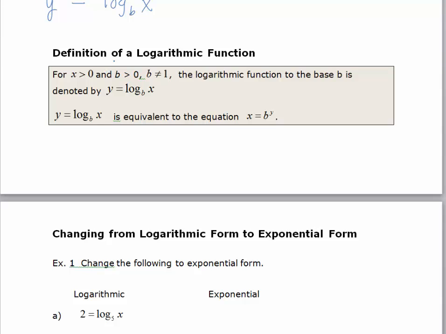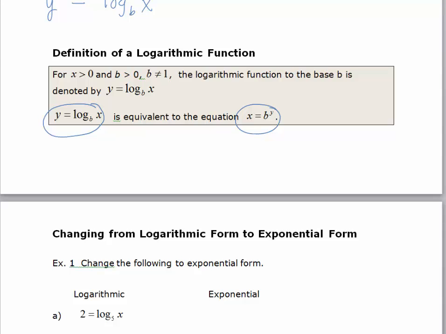So let's look down at the definition of a logarithmic function. Okay. So a definition of a logarithmic function: for x is greater than 0 and b is greater than 0, b cannot equal 1. The logarithmic function to the base b is denoted by y equals the log base b of x. And we see here that y equals log base b of x is an equivalent equation to x equals b to the y.